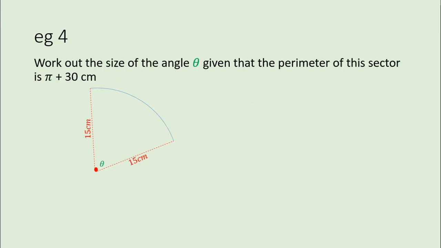Example 4, now I'm giving you the radiuses, and I'm giving you the perimeter, but I'm not giving you the angle. Let's work out the angle the same way. Set out the formula, substitute your values in, and rearrange to find what you don't know. So our formula, the perimeter is equal to the arc plus 2 radiuses. I know the arc is a fraction of the circumference of the circle. And I know the radiuses I can substitute in, and I know the perimeter was pi plus 30.